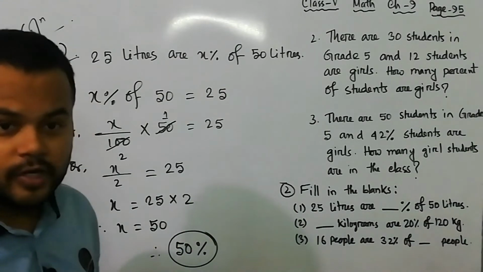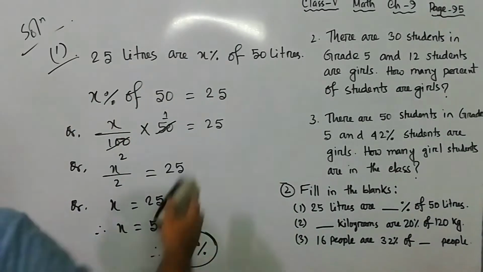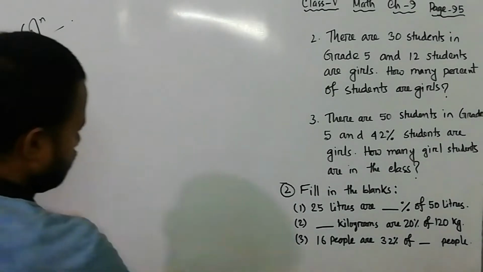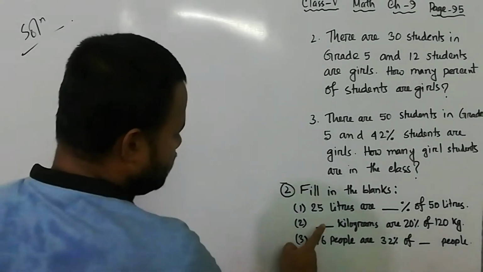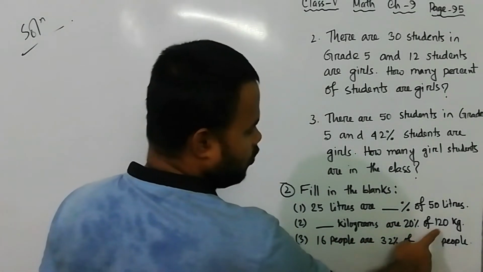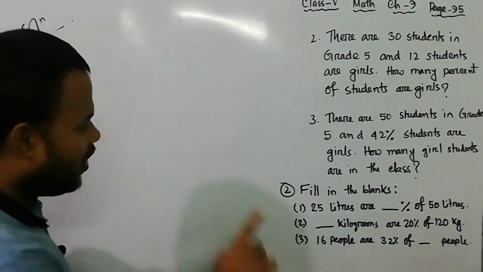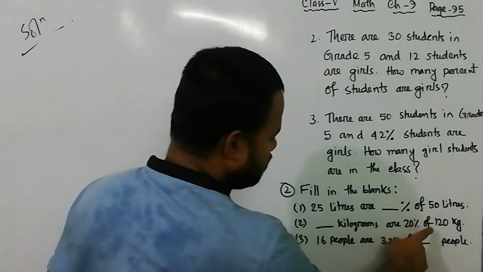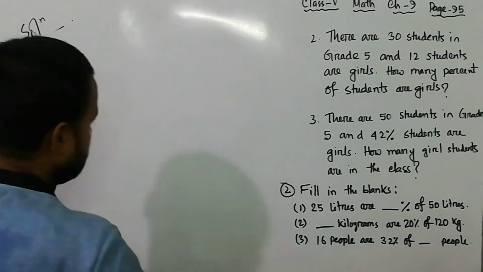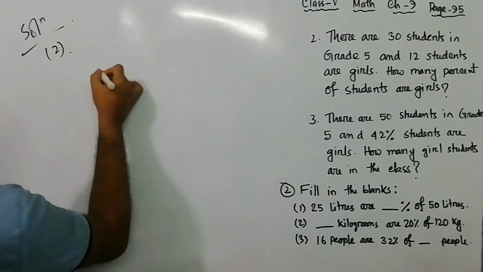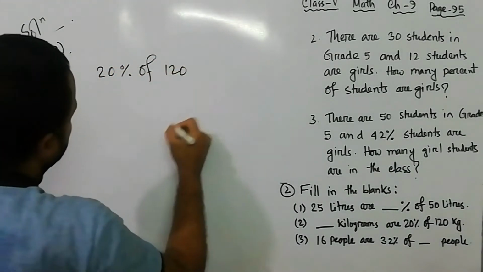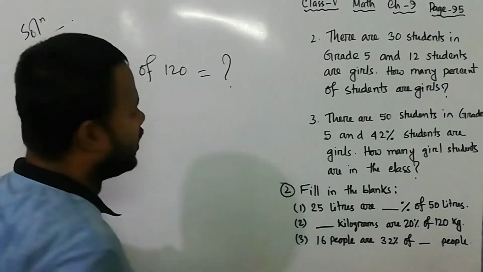Okay, now number 2 here. What kilograms are 20% of 120 kg? That means here 20% of 120 equals to what? We have to find that.